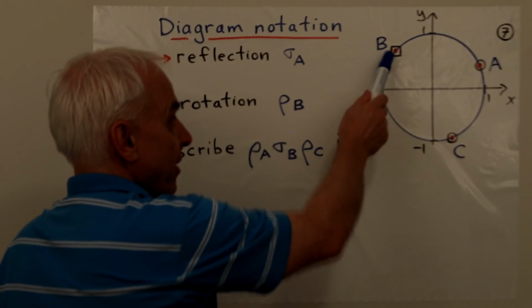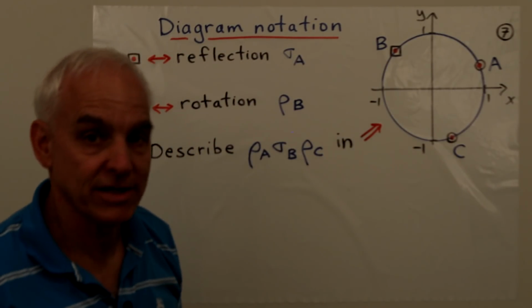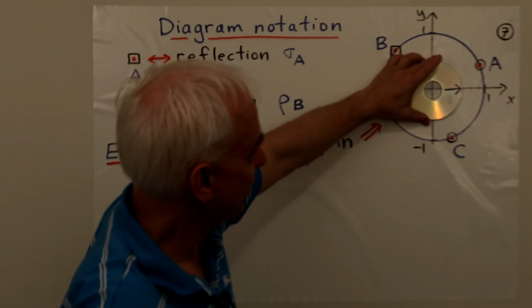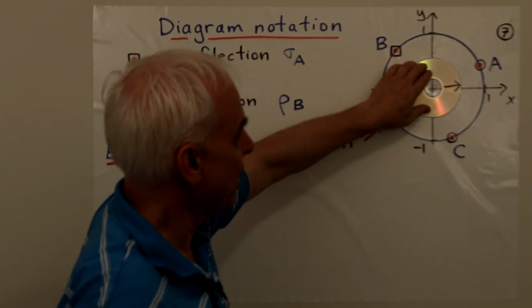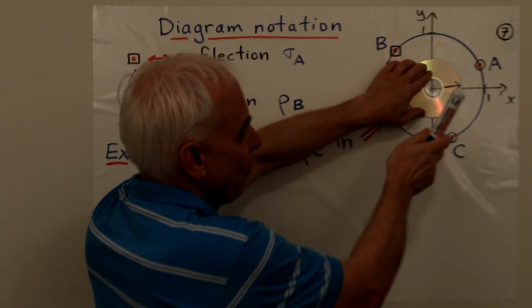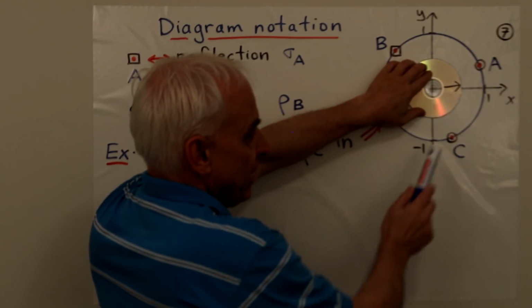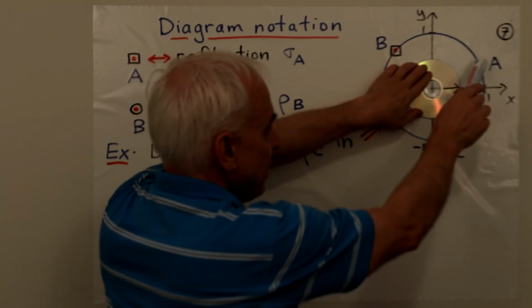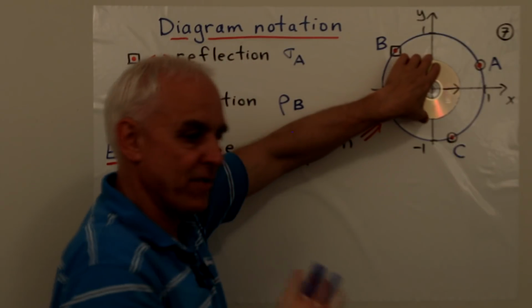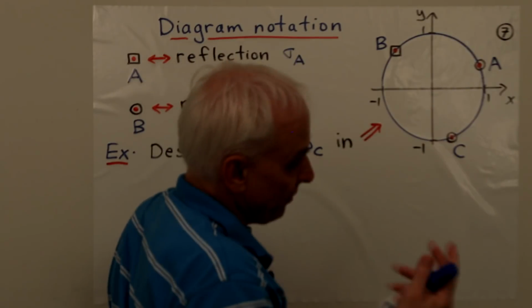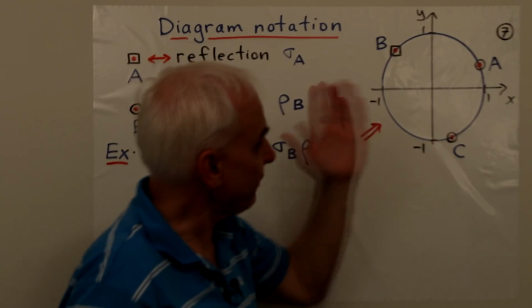This thing here represents the reflection sigma sub B. What does that do to a circle? Well, it's a reflection. So it reflects, but it also sends our identity, 1, 0, to the point B. So in all cases, the point on the circle is where the identity ends up after you've done the rotation, or the reflection. So what kind of reflection is it going to be?